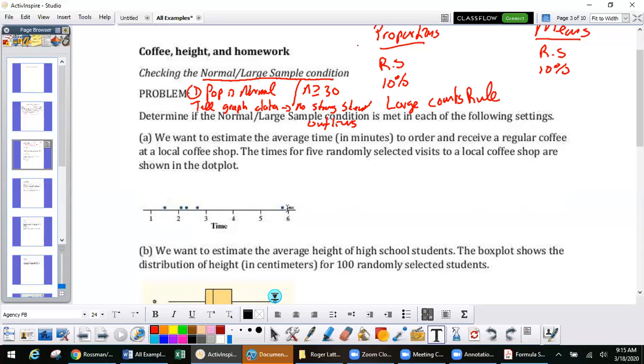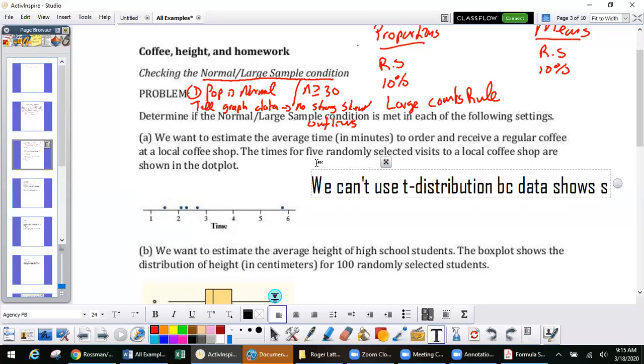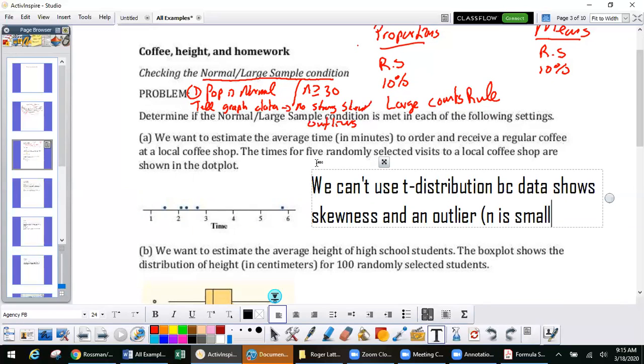Do you see that? So here's the question. Does that look like it comes from a normal population? And the answer is no, right? So we can't use the t-distribution here because the data shows skewness and an outlier. And n is small also. So because n is small. Now, if n was big, it wouldn't matter what it looked like. So we'd be able to use it, all right? So I would not be able to use the t-distribution. My conditions would not be met, all right?